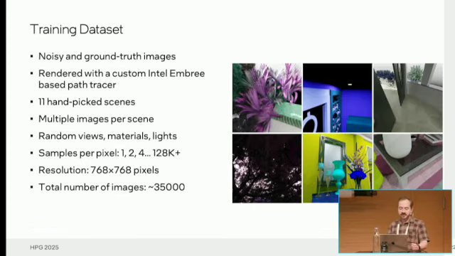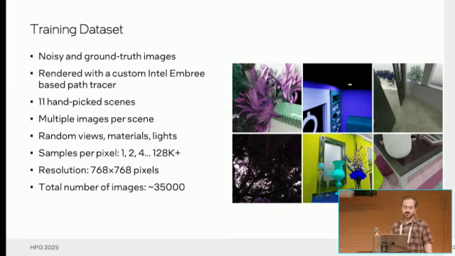A critical part of any neural denoiser is the training data set, which has a profound impact on the image quality. The models that ship with OpenImage Denoise were trained on sets of noisy and ground truth images, which were rendered with a custom Intel Embree-based path tracer. The dataset contains images of just 11 scenes, actually, and multiple images were rendered for each scene, though. And these images have completely random camera views, materials, and lights as well, which were generated fully automatically.